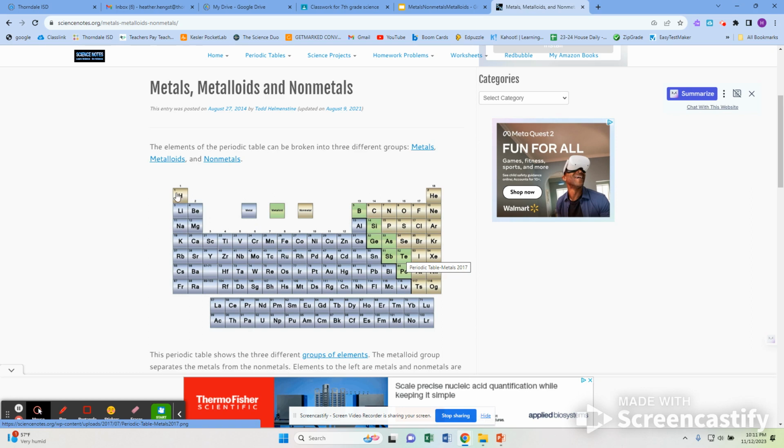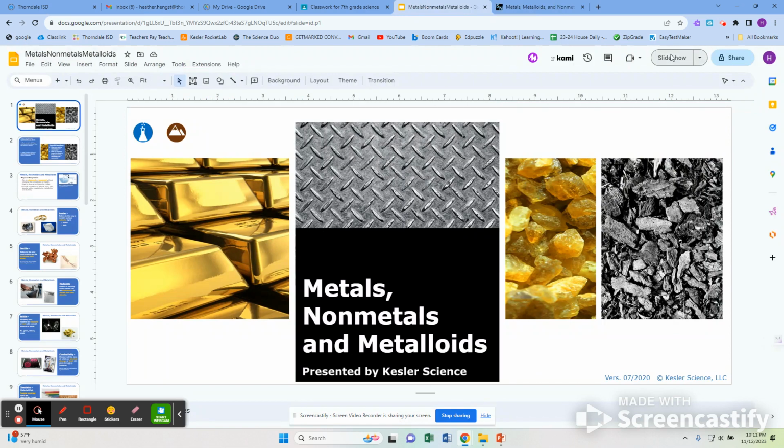You'll notice that hydrogen over here is a nonmetal. Even though it's on this side, it is very much a nonmetal. All right, so now let's talk about some of those properties.